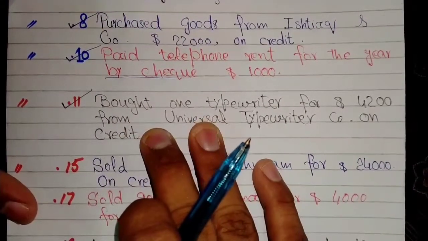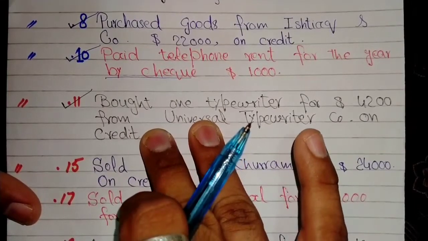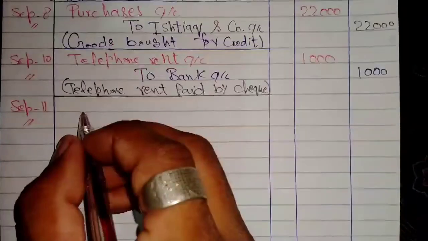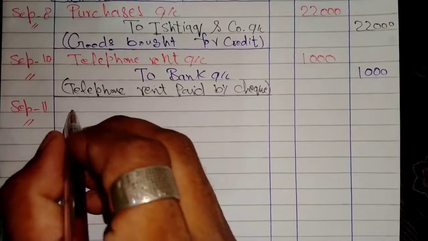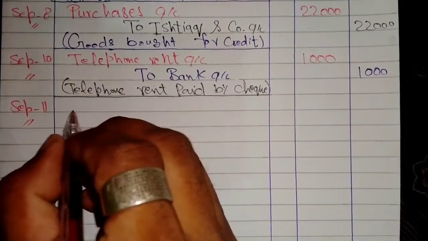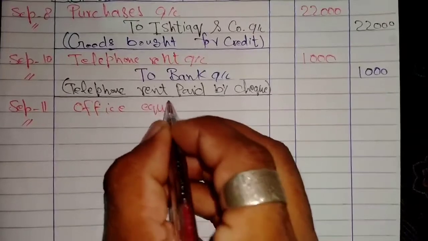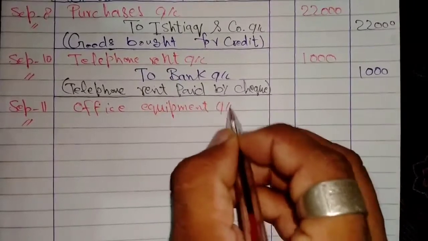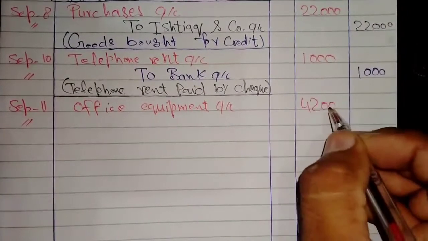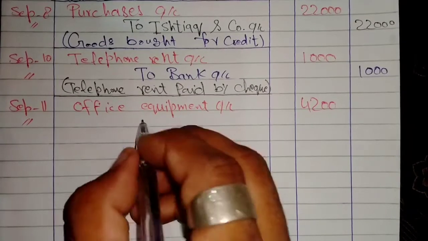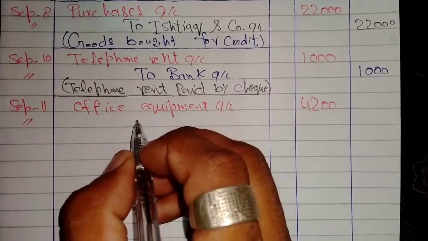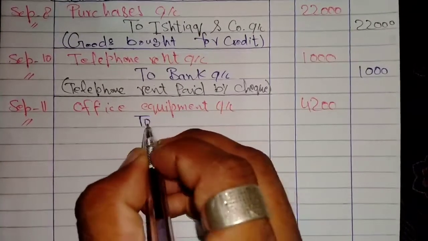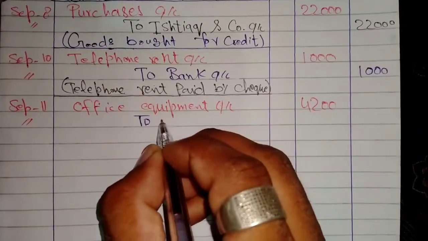After clarification of this statement, now we will move toward entering this transaction in the general journal format. We will categorize the typewriter as office equipment here, so the office equipment account debit, because this is a product of the office, with amount $4,200. Now we will write the name of the supplier, because the purchase of the typewriter has been done by the business on credit or on account basis. So to Universal Typewriter Company account credit.